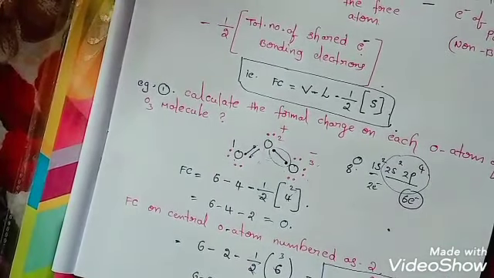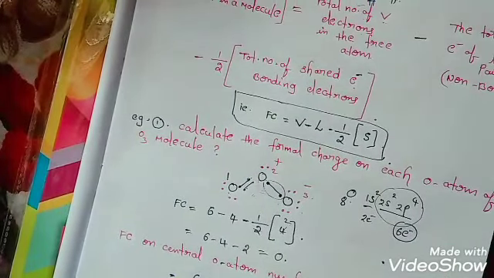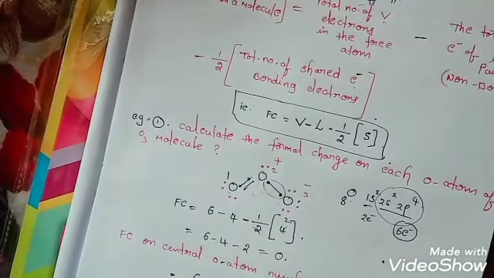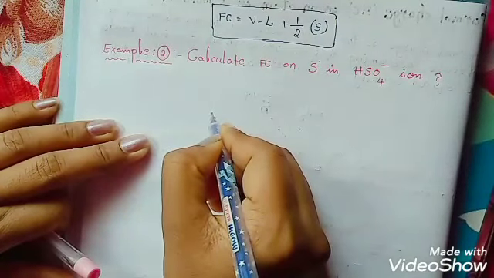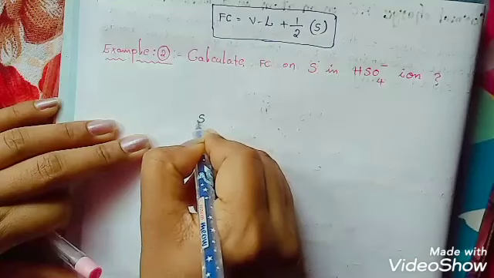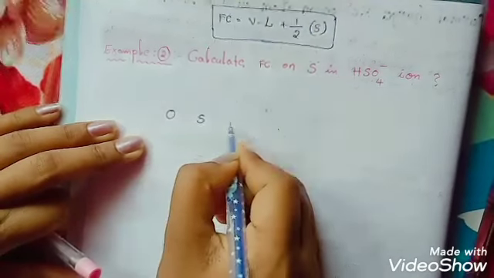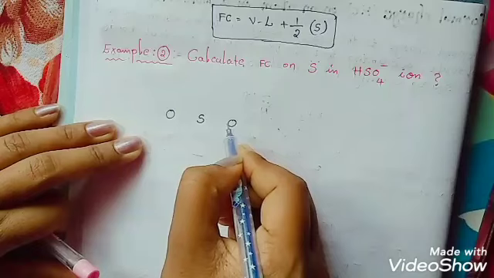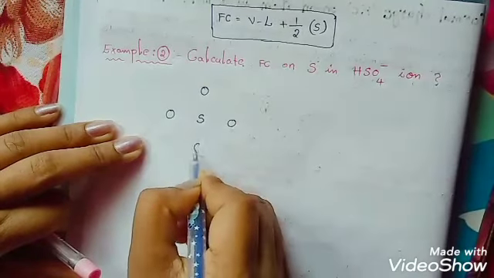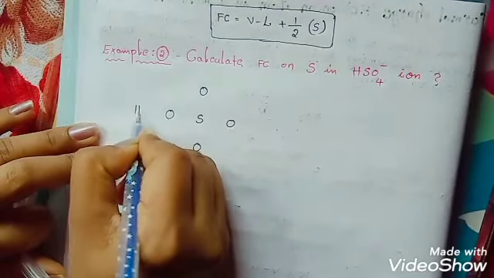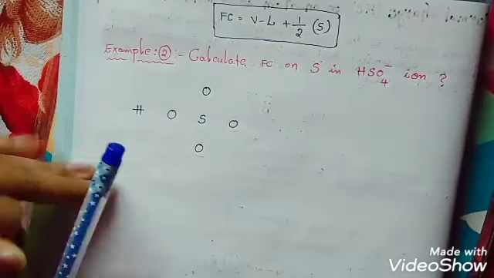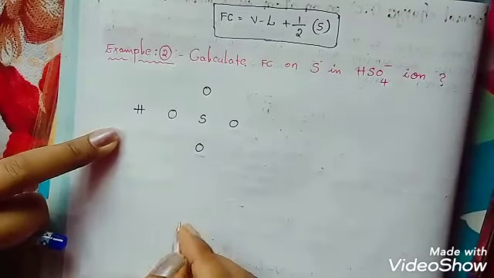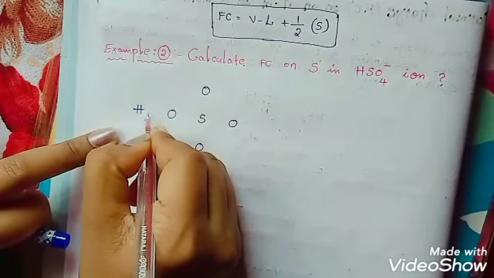Let us see the second example. How to calculate the formal charge on sulfur present in the HSO4 ion. Let us see the structure. Here the central atom is sulfur. Around the central atom in HSO4, there must be 4 oxygens and another 1 hydrogen. This is the structure, and let us represent the valence electrons like this.